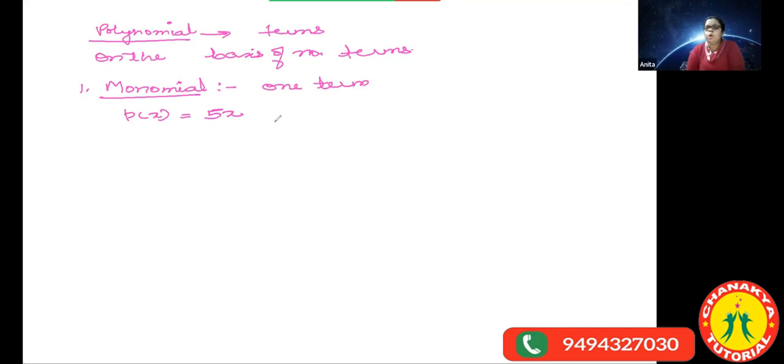Clear this thing, children? Or if you are writing 7, 7 is also a polynomial because 7 is your constant. But when you are writing x to the power 0 with 7, then it becomes a monomial because we know that if any exponent is 0, then it is always equal to 1, right? So this is a monomial. So the polynomial which contains only one term is called monomial.